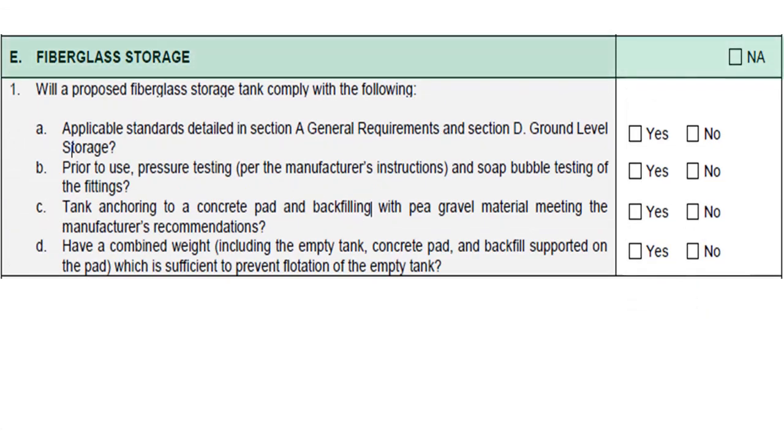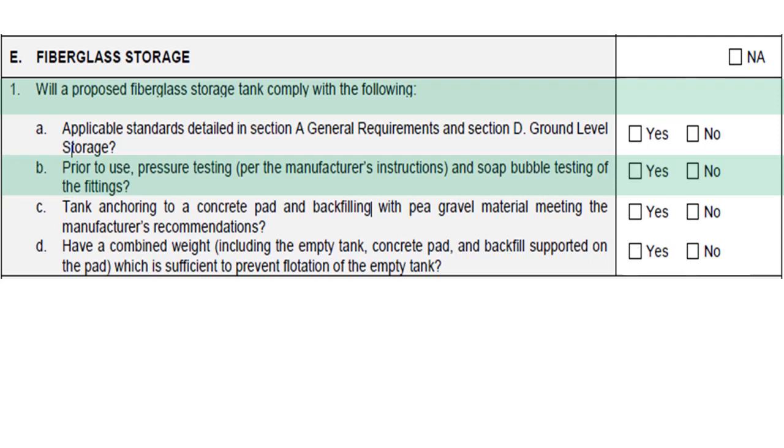Section E is for fiberglass storage. If this section is not applicable, select NA and continue to the next section of the module. If the system is using fiberglass storage, the proposed tank should still follow all applicable standards in Section A and Section D of this module. Pressure testing and soap bubble testing of the fittings should be completed prior to the use of the vessel to ensure the vessel is watertight.